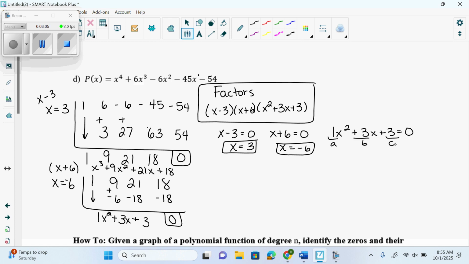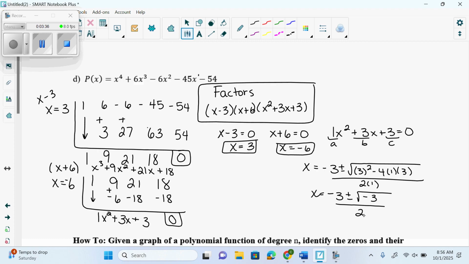If only 2 of them are working, what am I going to expect is going to happen when I put this in the quadratic formula? It's not going to work. I'm going to get a negative under my square root. So x equals negative b plus or minus the square root of b squared minus 4 times a times c all over 2 times a. So x equals negative 3 plus or minus the square root of 9 minus 12, which is negative 3, over 2.